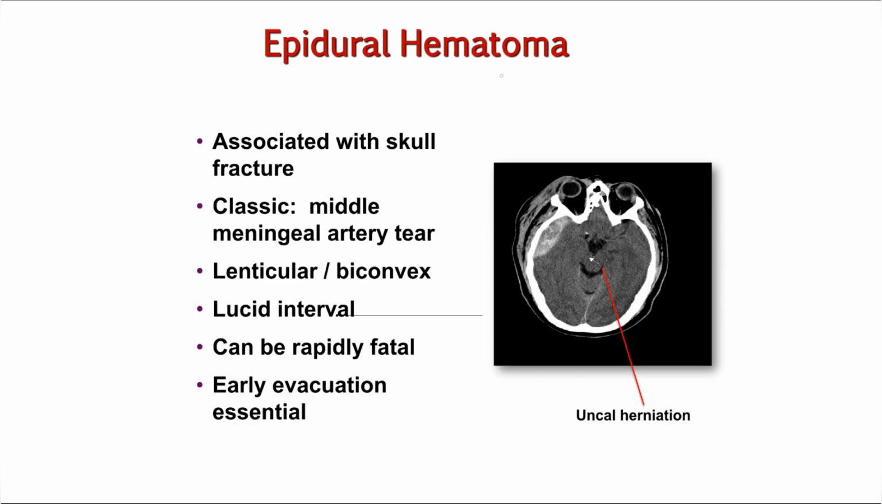So there are some types of epidural hematoma that you can classify, according to the morphology. For example, this one is epidural hematoma. This is hematoma outside the dura mater. It is biconcave in shape. Classically, there is a middle meningeal artery tear.